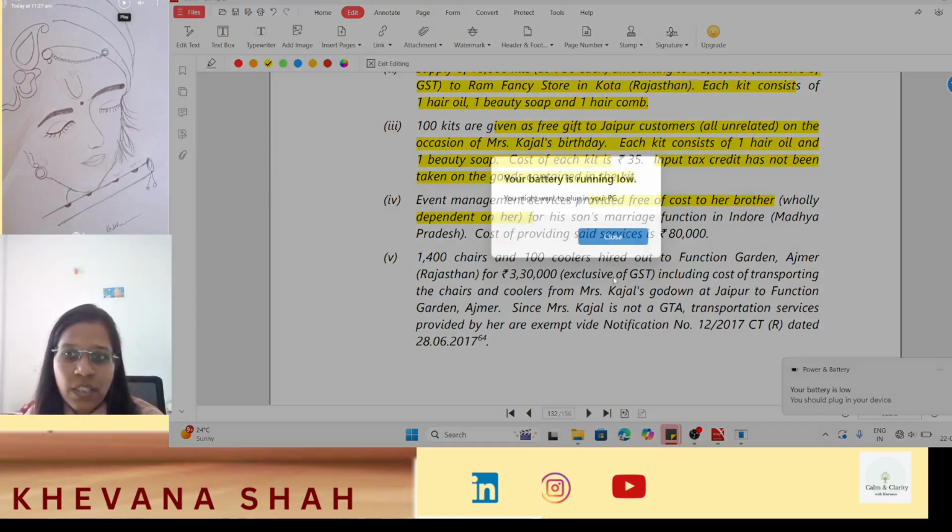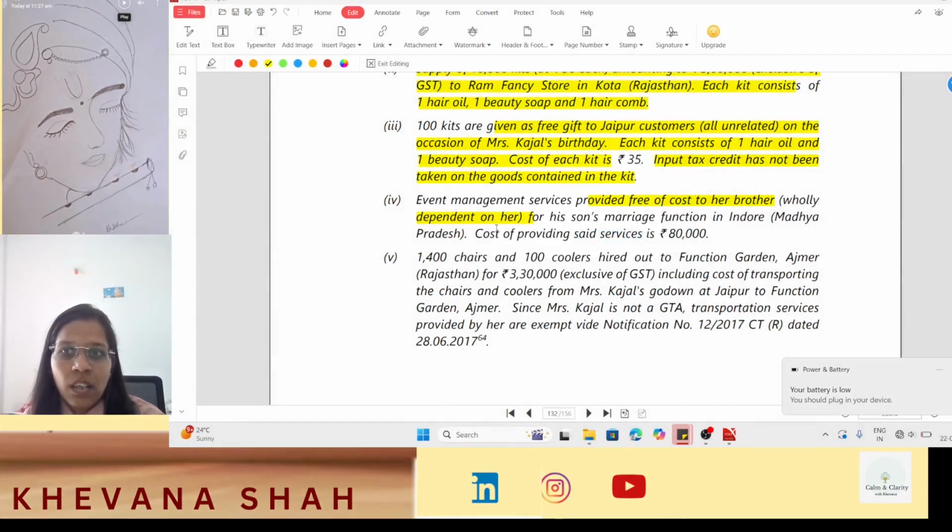Then next we have 1400 chairs and 100 chairs hired out to function garden Ajmer for rupees 3,30,000 including cost of transporting. So here again this will be a case of composite supply of these goods along with this transportation services. Since Miss Kajal is not a GTA, transport services by her are exempt. Okay, but we have to see that this is a composite supply.